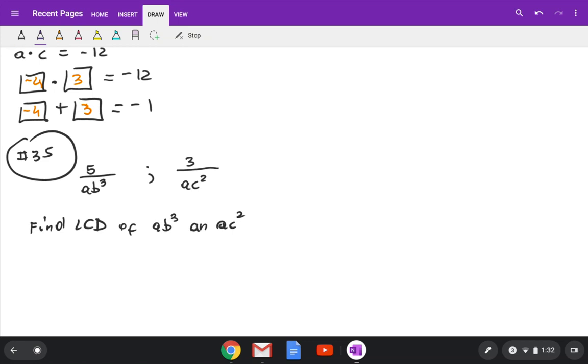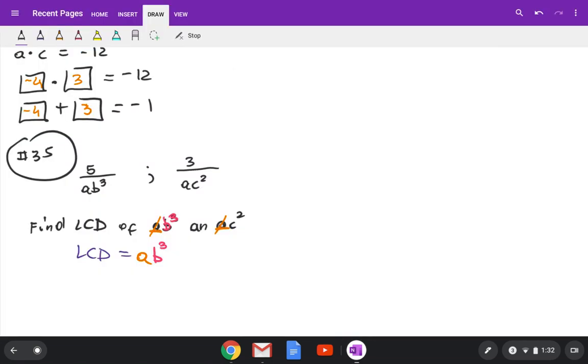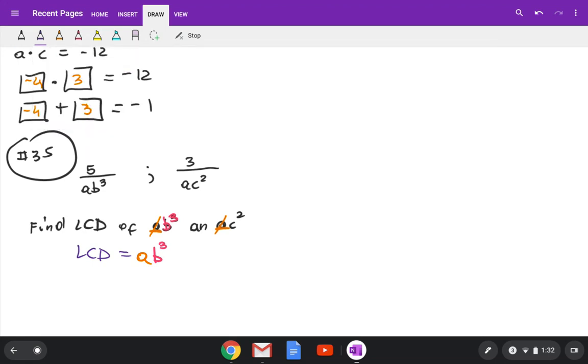So LCD equals. Okay, so we take a: we have a and a, they are both to the first power, so we copy a. Then we have b. Since it's only one b, we copy the b the way it is, b to the third power, times the remaining factors, which is c squared.